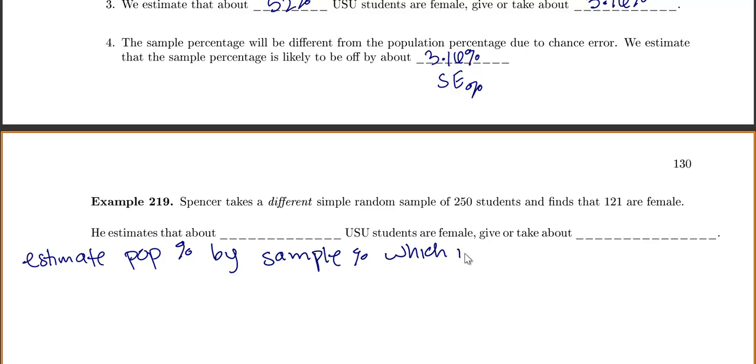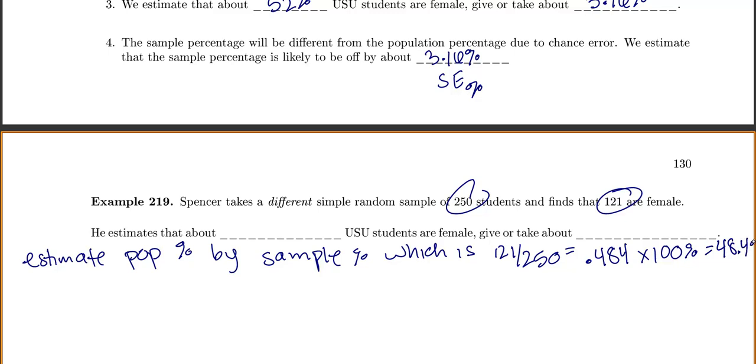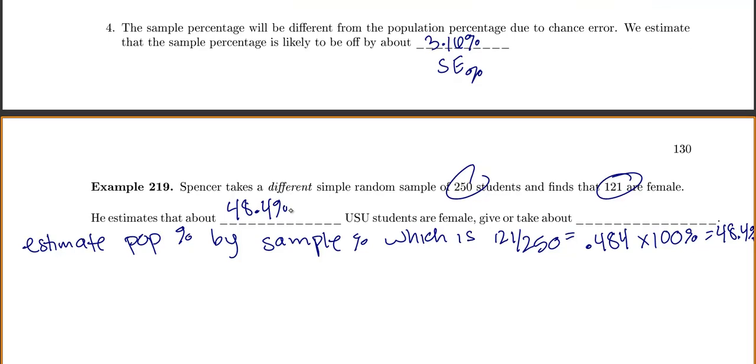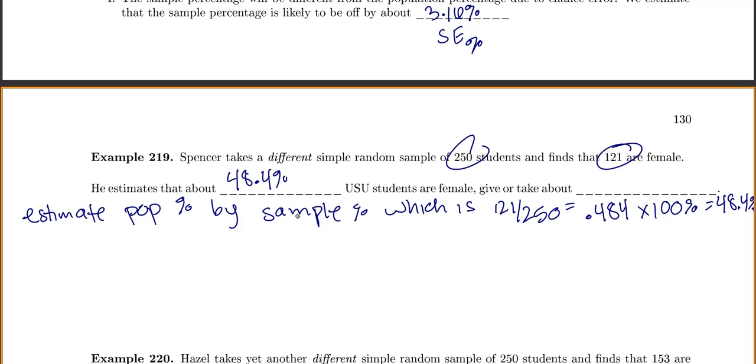which is 121 out of 250. Put that in your calculator, so 121 divided by 250, and that gives me 0.484, times it by 100%, so we get 48.4%. So he estimates that about 48.4% of USU students are female. But now he needs a give or take. He needs to know how much he's likely to be off by.